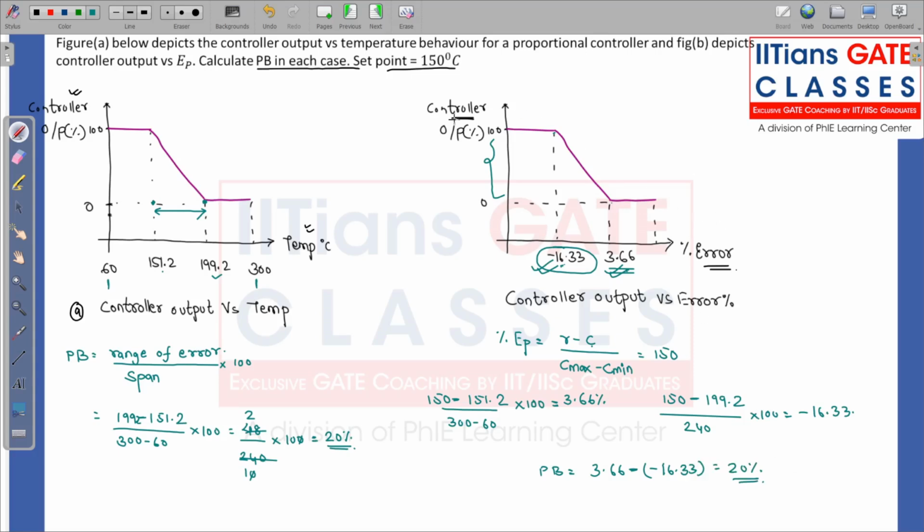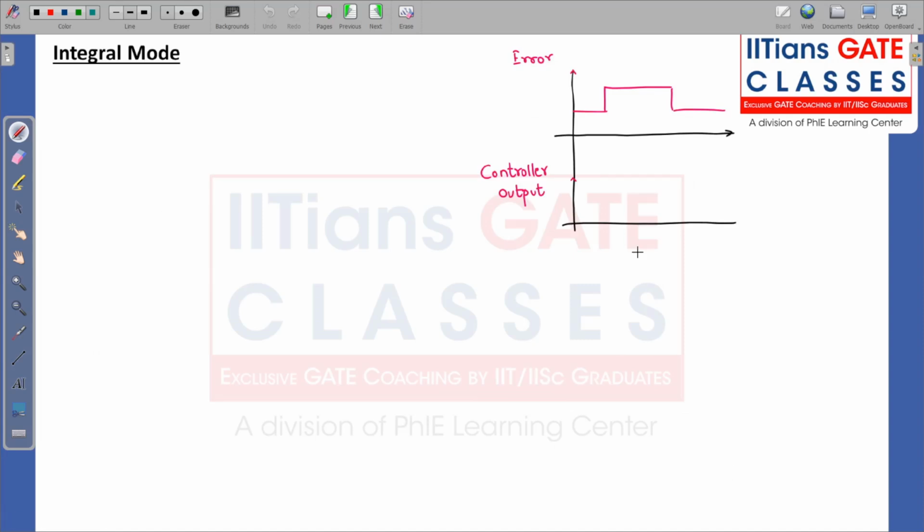So if in the question controller output in percentage versus error is given, you need to see for 0%, you need to see for 100%, and subtract the percentage error of 100 minus 0. You will get your answer. Okay, you will get your proportional band. So this was also a very simple question that we needed to solve.